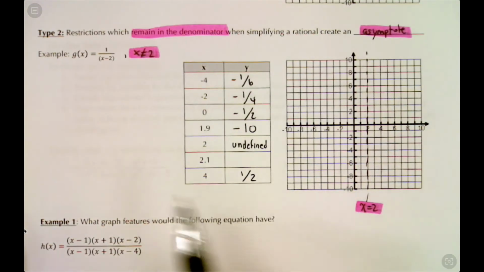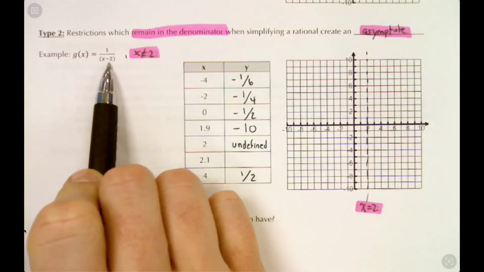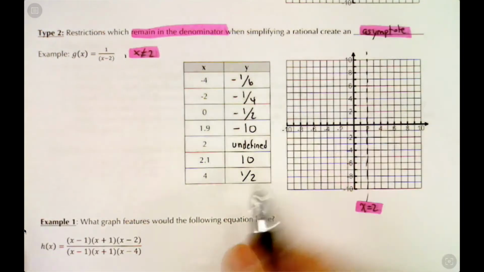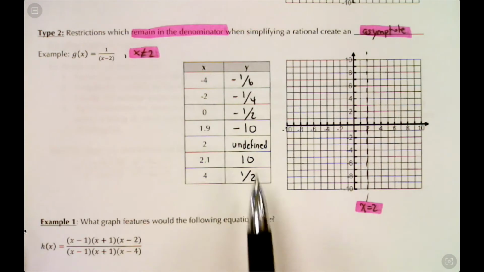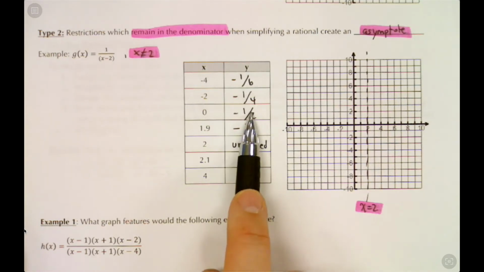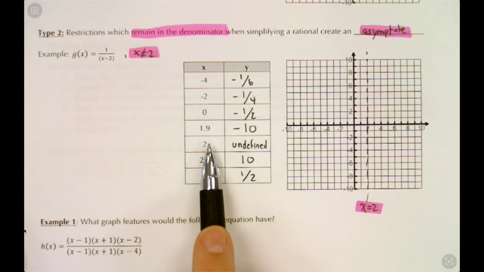That number exploded. On the bottom, 2.1 minus 2 is 0.1. 1 divided by 0.1, well, that's 10. That number is also huge. As you can see, as we get close to that undefined, these numbers take off. These numbers are huge compared to numbers like a half and negative a half that are just 2 units away. When we get really close, these numbers get bigger.